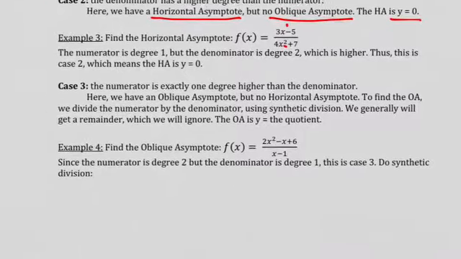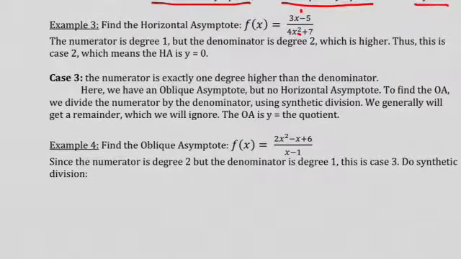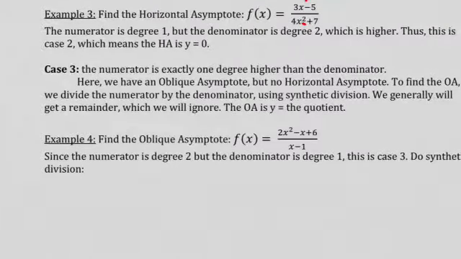Now, case number 3. Let's say that now the numerator is exactly 1 degree higher than your denominator. Look at example number 4. The leading term of your numerator is degree 2, and it's exactly 1 degree higher than the degree of the leading term of your denominator, which is 1. Because of that, we will have an oblique asymptote, but no horizontal asymptote.